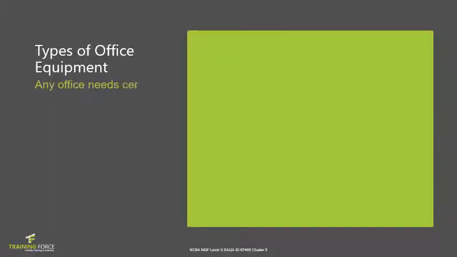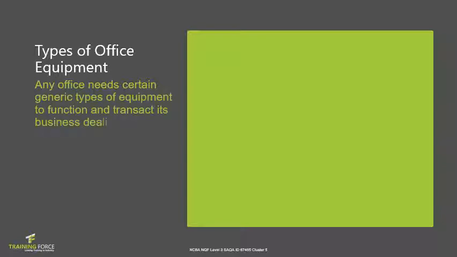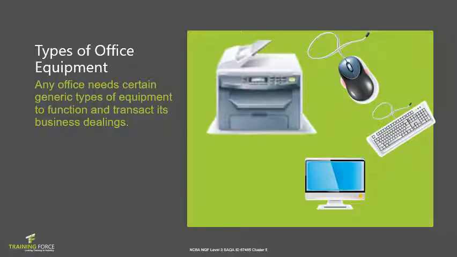Any office needs certain generic types of equipment to function and transact its business dealings. Computers, photocopiers, switchboards, consumables for their equipment, and then we can also categorize certain types of stationery as office equipment as well. That would be things like staplers and hole punches, which are all equipment that's needed. In this topic, we'll deal with electronic and electrical equipment only.